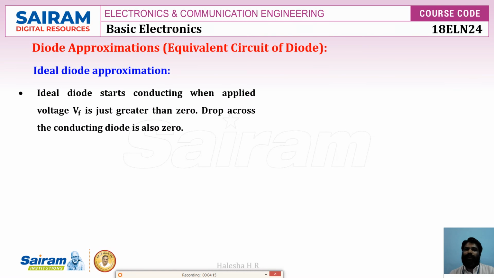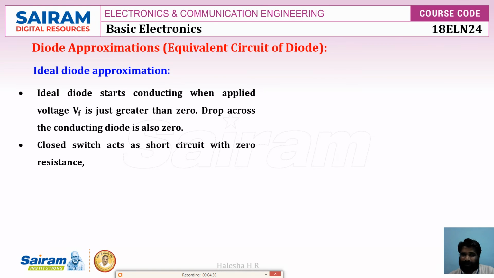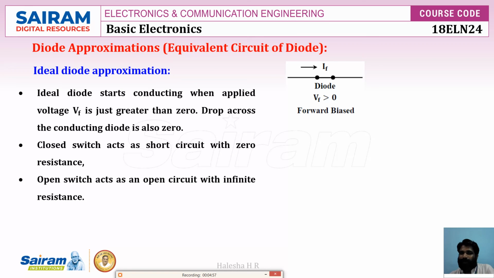In the ideal diode approximation, an ideal diode starts conducting when the applied voltage Vf is just greater than 0. That means the drop across the conducting diode is also 0. It acts as a closed switch, a short circuit with 0 resistance. When the voltage is just greater than 0, it becomes forward biased and acts as a closed circuit, and the voltage across the diode is considered 0. It acts as an open switch, an open circuit with infinite resistance, so the forward current is 0 when it is reverse biased, that is Vf is just less than 0.